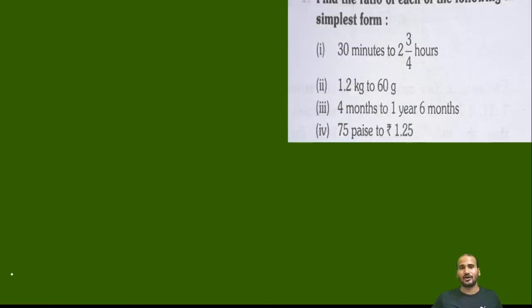So please be focused. Okay, so that is exercise 6.1. The question is given, just look: find the ratio of each of the following in simplest form. So you have to convert numbers 1, 2, 3 and 4 into the simplest form. Okay, so what is the first question given, friends? It is given 30 minutes to 2 whole 3 by 4 hours.